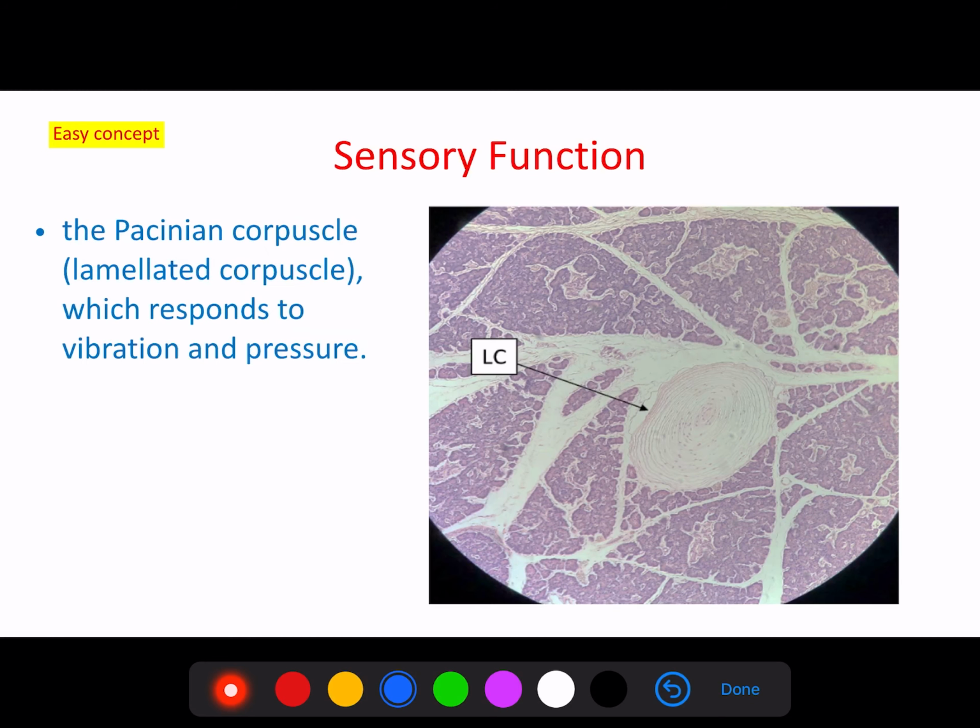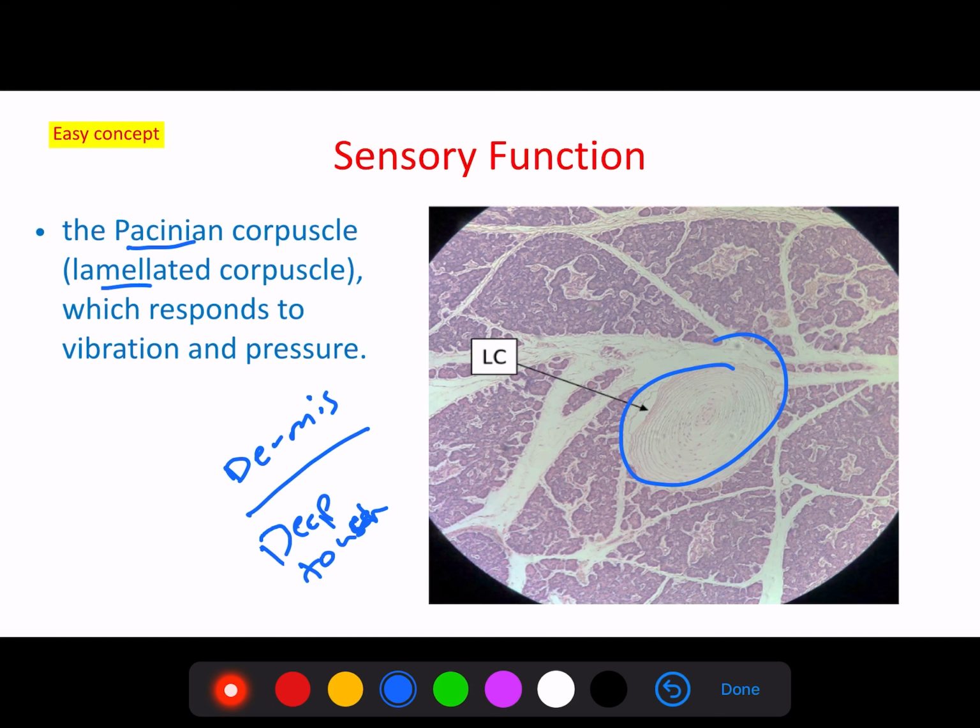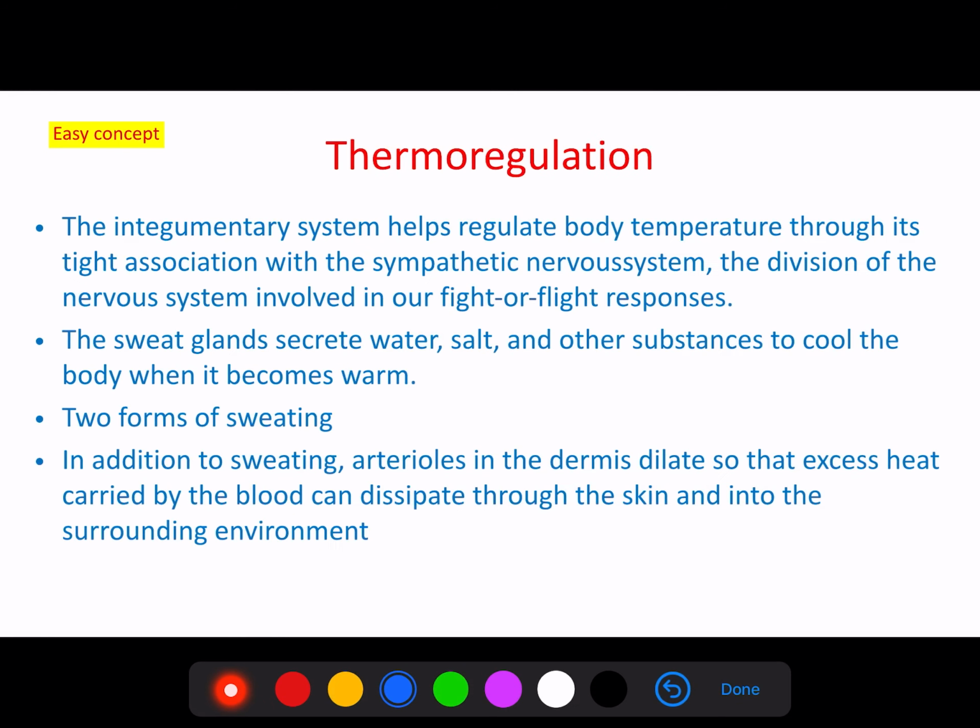Okay. And then also we have something called the Pacinian corpuscle or the lamellar corpuscle. This one is deep in the dermis, and it is for deep touch and vibrations. Deep touch, vibration, and pressure. This is the lamellar corpuscle.